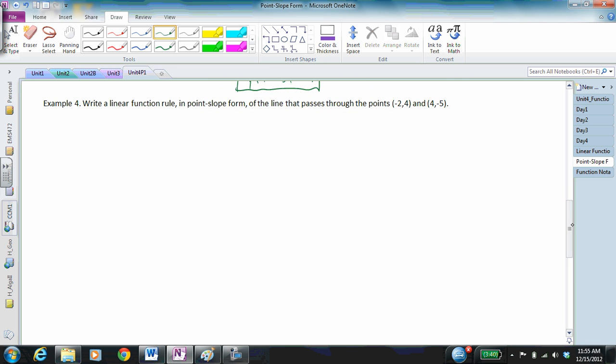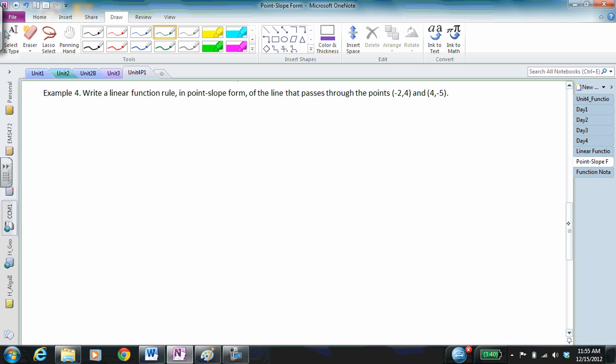Another type of example where you want to use point-slope form is when you're given 2 points and asked to write a linear function rule.